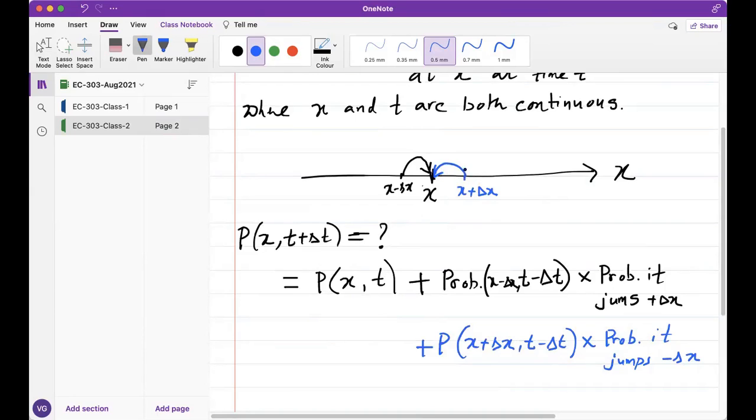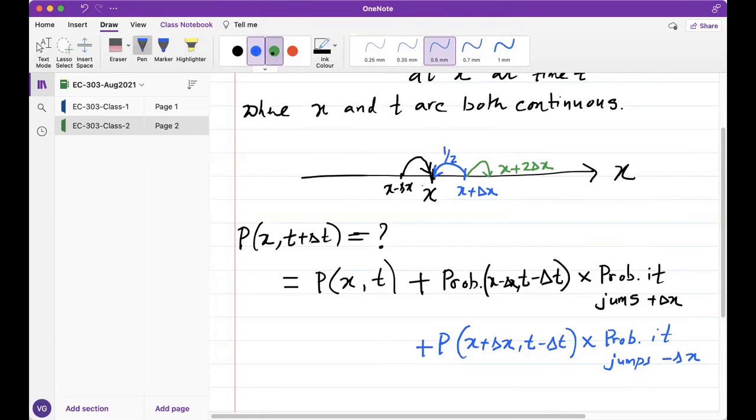Let's say this blue jump here. What is the problem? What else could have happened here, by the way? If an animal was at x plus delta x, what else could have happened? It could have jumped to the right, which takes it to 2 delta x. There were two possibilities, and only one of them is what we are interested in. So what is the probability of this then? This probability will be half.